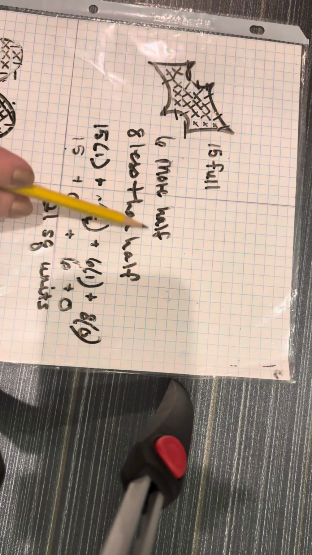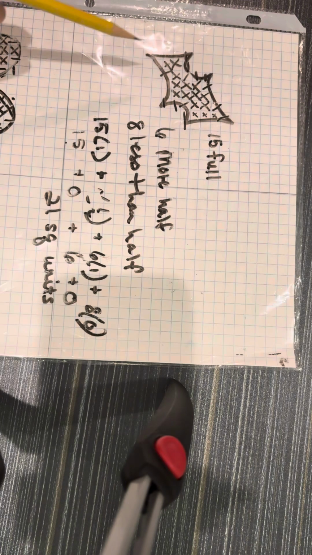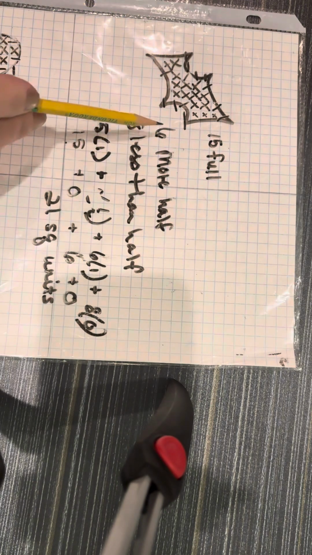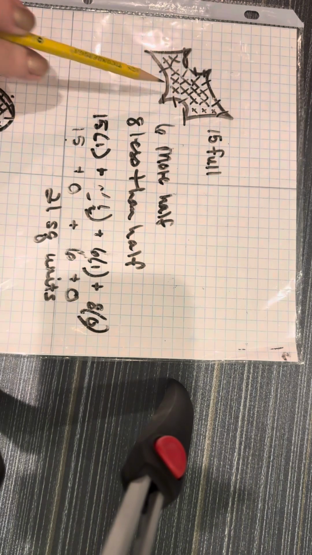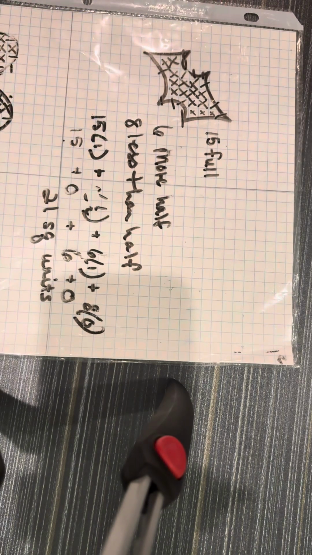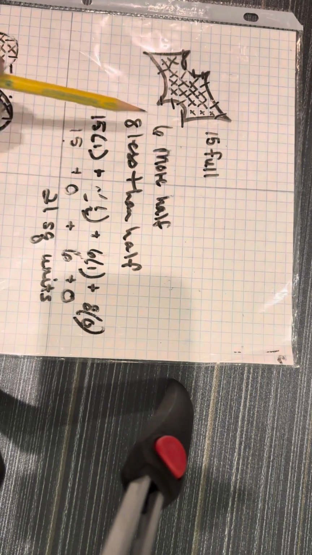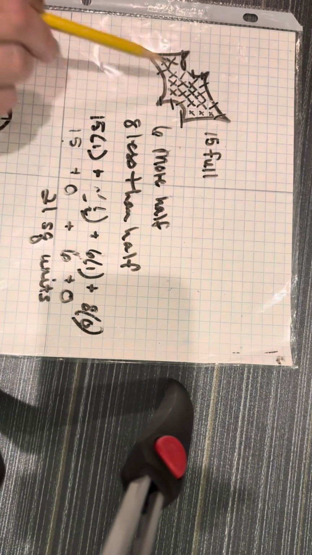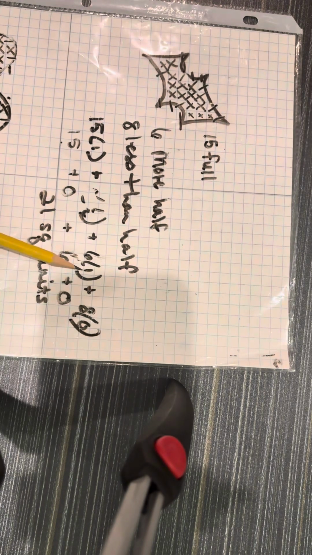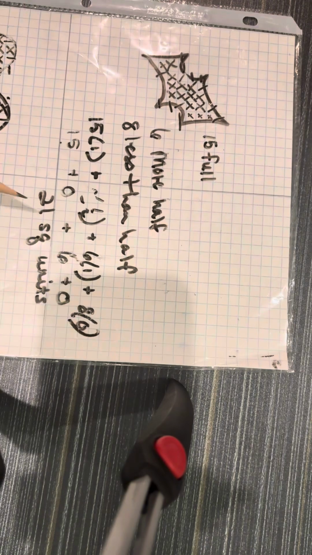And then I did different slashes for each one. So then I had 6 that were more than half full, 8 that were less than half. And then I did the equation, 15 full, so that's times 1, and then there were, oh, it erased, dang it, 0 that were half, because there wasn't any that were quite half, 6 that were more than half, and 8 that were less than half.